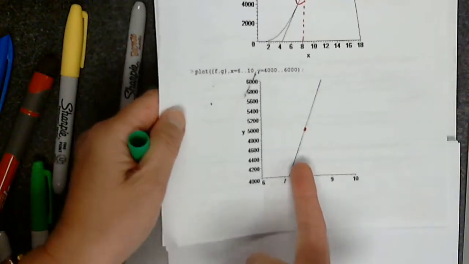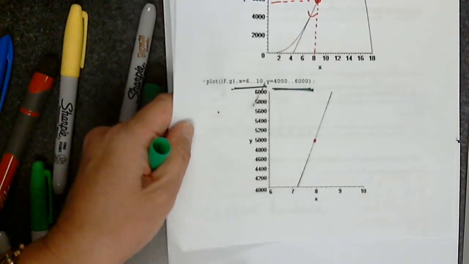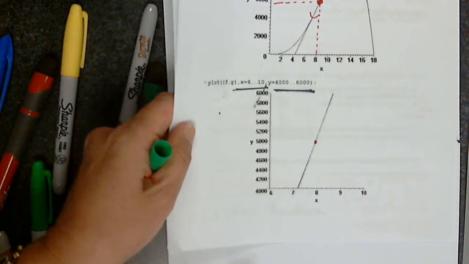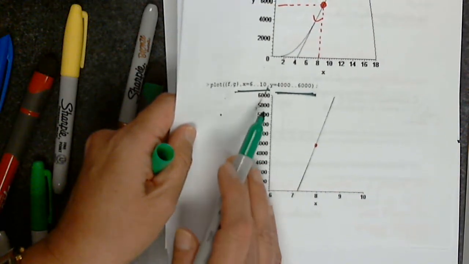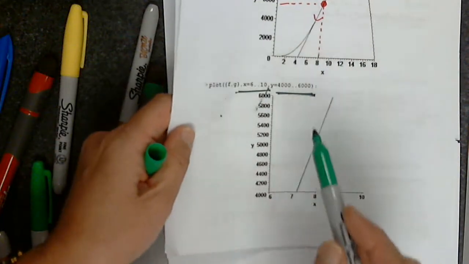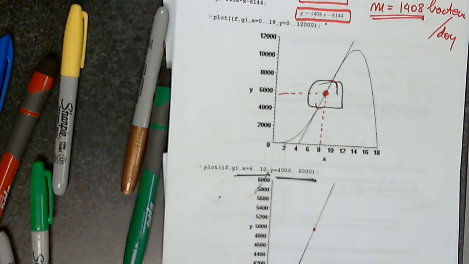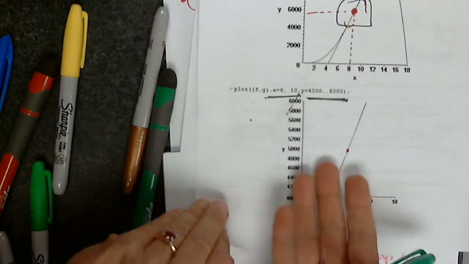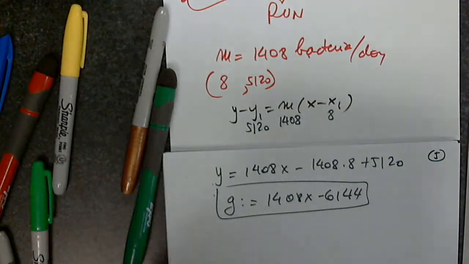And this, as you see, I changed the x and the y's. I only wanted to see between 6 and 10, and only between 4,000 and 6,000. So I zoomed in to see the behavior of the tangent and the function, and they were similar. Very good. Moving on.